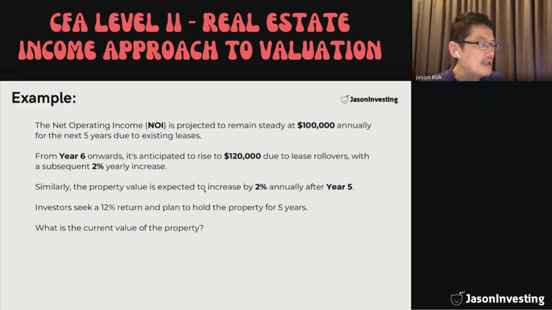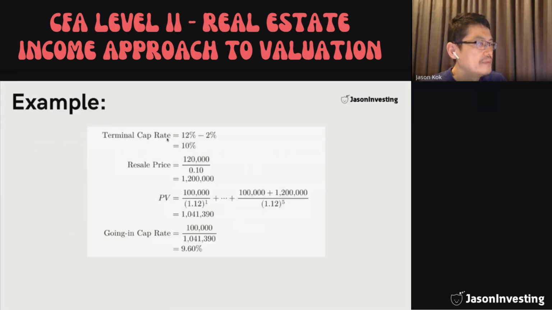Similarly, the property value is expected to increase by 2% annually after the 5th year. So this is the part that ties to the 2% increase in the future NOI. Investors seek a 12% return and plan to hold the property for 5 years. What is the current value of the property? To compute the terminal cap rate, remember the discount rate is 12%. That's the required rate of return. And the assumed growth rate is 2%. So this results in a 10% terminal cap rate.